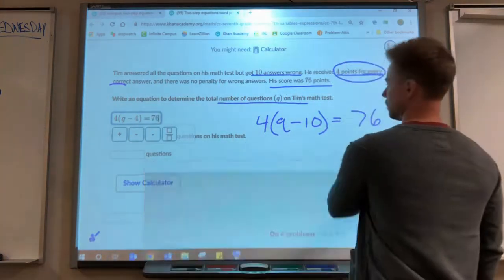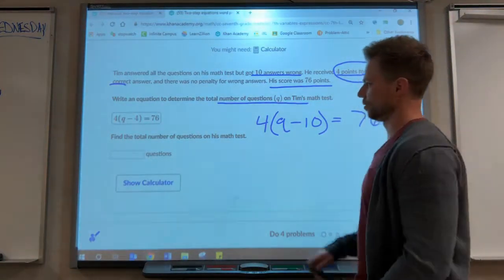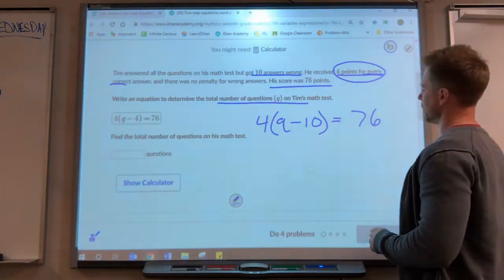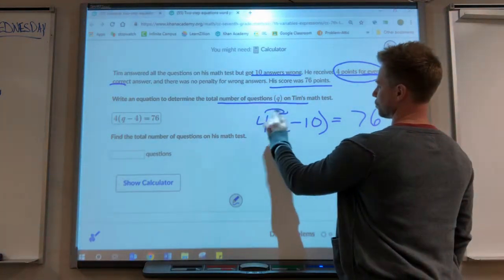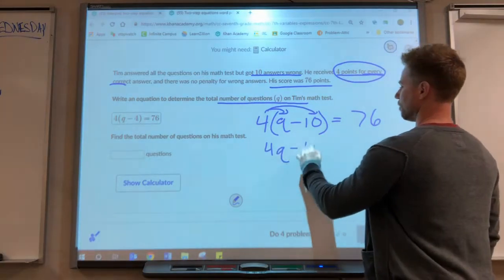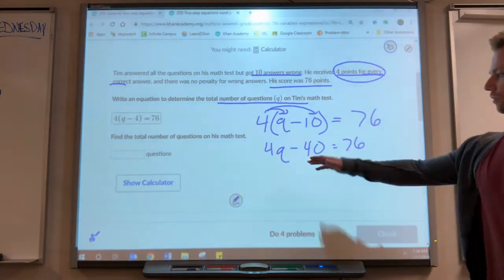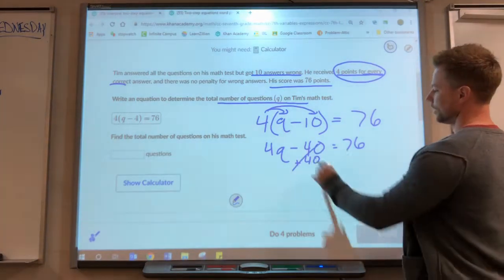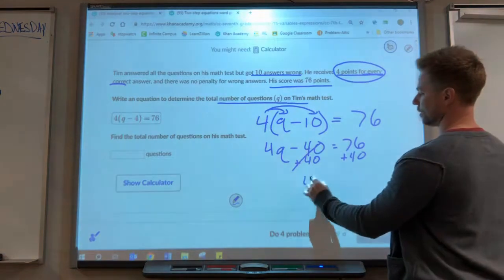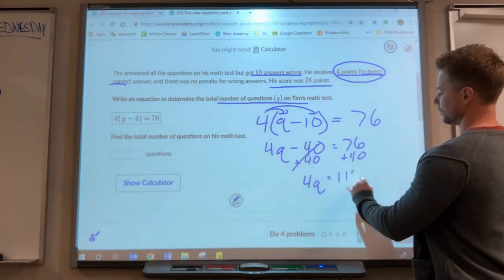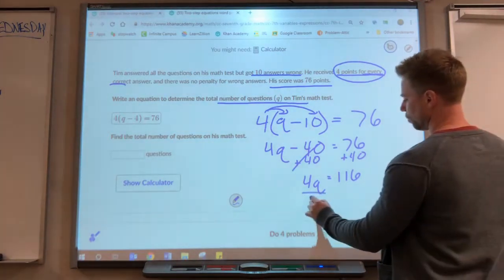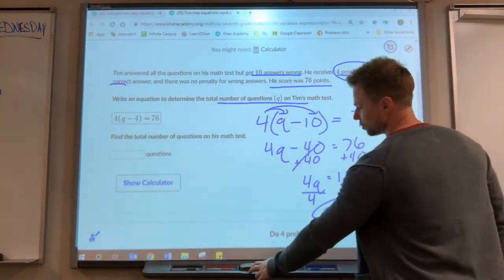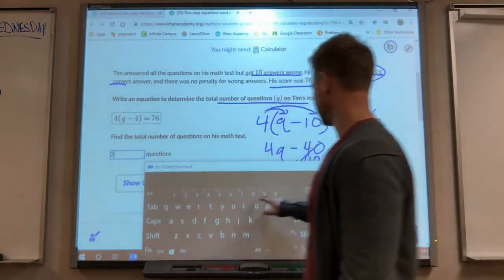All right, now we actually need to solve that equation in order to figure out how many questions there were. You have two choices. You can distribute or you can divide both sides by 4. I think let's distribute. We get 4q minus 40 equals 76. Now we want to get q by itself. We're going to get rid of this 40 first by doing the opposite of negative 40, which is adding 40. What you do to one side, do it to the other side. So 4q equals 116. And then we're going to divide by 4. Q equals 29. So how many questions were there? There were 29 questions on his test.